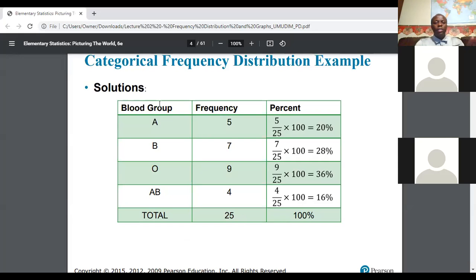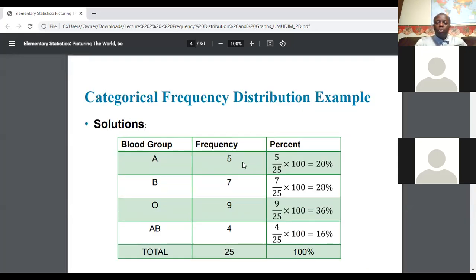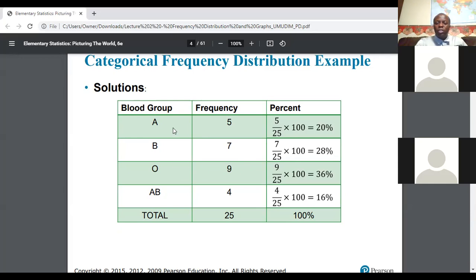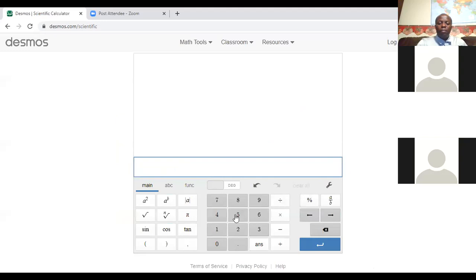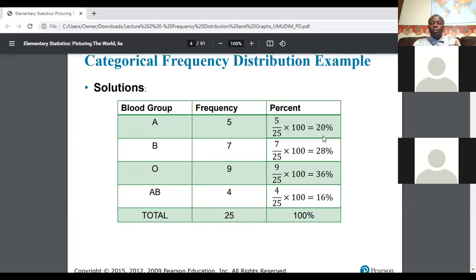Now, this is basically the categorical frequency distribution. But you might be asked to get the percent for each of these blood groups. To get the first one, you do 5 / 25 × 100. And I'm going to show you how you can do that using a calculator. I better put them in parentheses: 5 / 25, and times 100, I see it's 20%. See, that's how we get the first 20%. So you follow the same process, you get the rest of them.